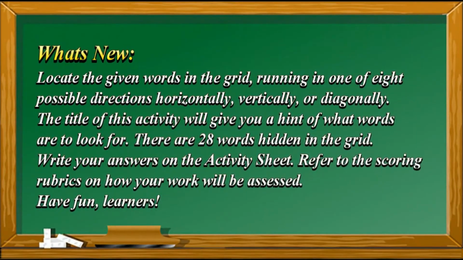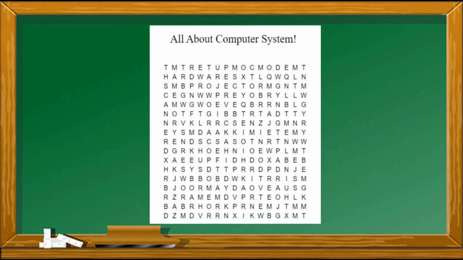Locate the given words in the grid, running in one of 8 possible directions: horizontally, vertically, or diagonally. The title of this activity will give you a hint of what words to look for. There are 28 words hidden in the grid. Write your answer on the activity sheets. Refer to the scoring rubrics on how your work will be assessed. Have fun, learners!